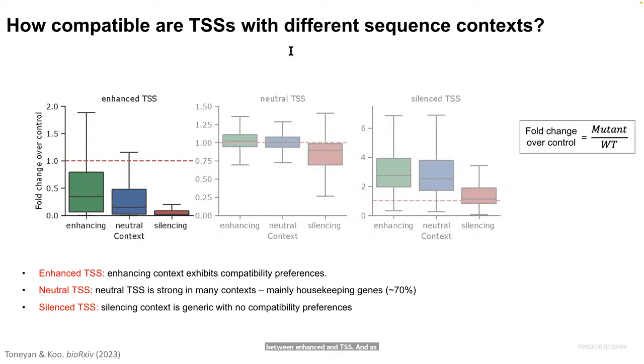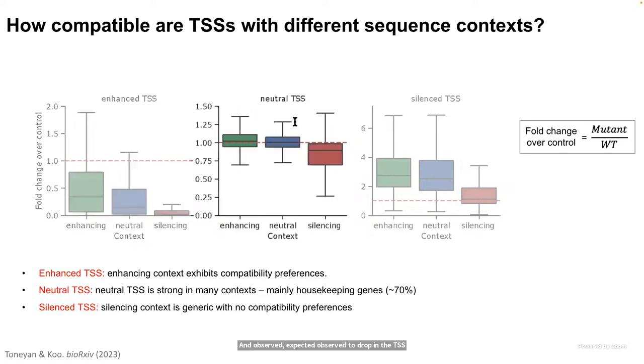And as a control, we also inserted the same TSSs into neutral and silencing contexts, and observed, as expected, a drop in the TSS activity. We also repeated the same experiments with TSSs from neutral contexts, and again, as expected, observed virtually no difference in the activity. And just to note here, the majority of these TSSs, or 70% of these, are from housekeeping genes, and this is a neat result to relate to biology as well.